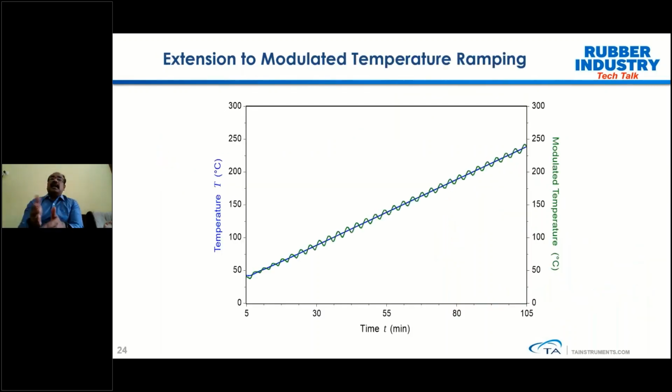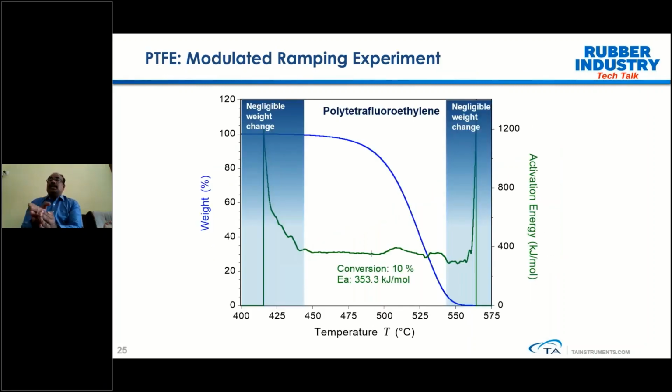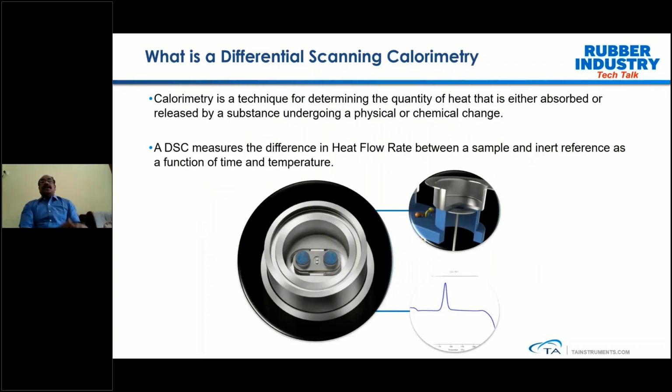The way it works is that instead of applying a standard heating rate, we apply a modulated temperature ramp in a sinusoidal fashion. Then there is a backend algorithm which will plot the activation energy. In this thermogram, what you see is polytetrafluoroethylene. We can see a simple step change, and then we plotted the activation energy in real time. As the sample undergoes decomposition, we can see the activation energy of that particular sample at each conversion percent, here 354. So that's about the advanced techniques of the TGA.